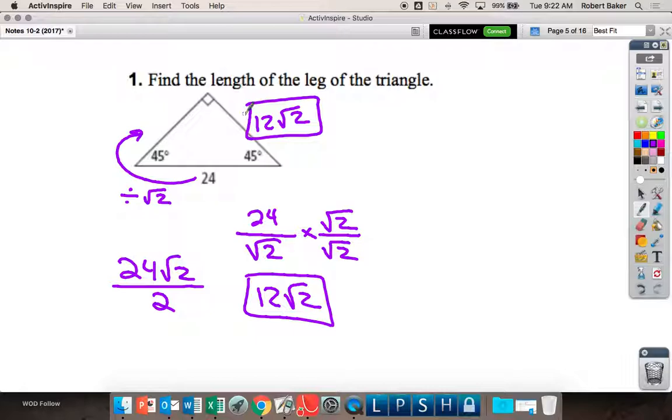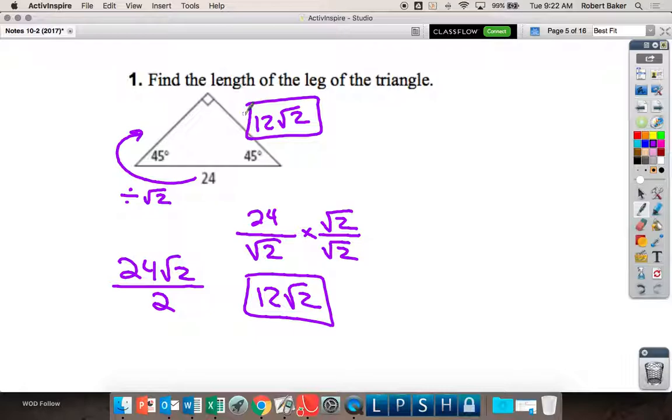Who hates this? This is not like fun math, is it? Is there any shortcuts that I can teach you? Yes. Are you ready?